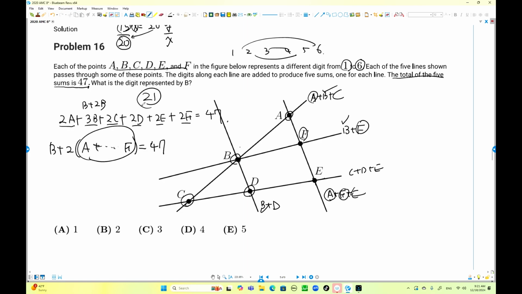The sum of all these numbers is 21. So times 2 is 42. So B equals 47 minus 42, which is 5, okay? That's the answer.